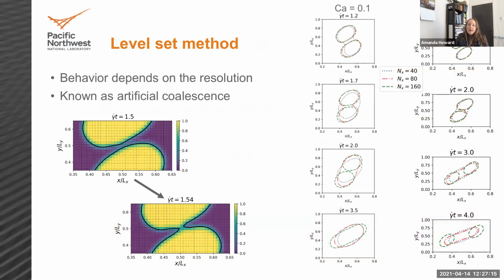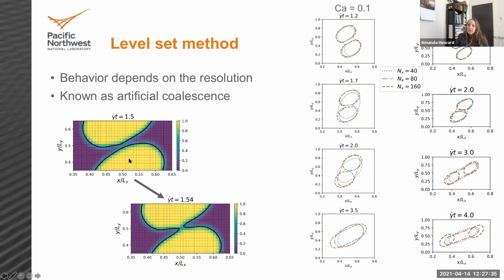So if we use the level set method, this is the local method with the previous surface tension model, what we see is the behavior depends on the resolution of the code. And this is where we have numerical coalescence. So here I'm showing a close-up of the color function. This function is 1 in one fluid and 0 in the other fluid.